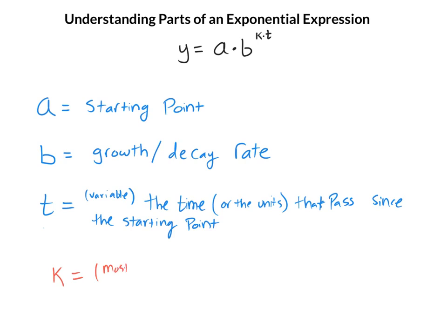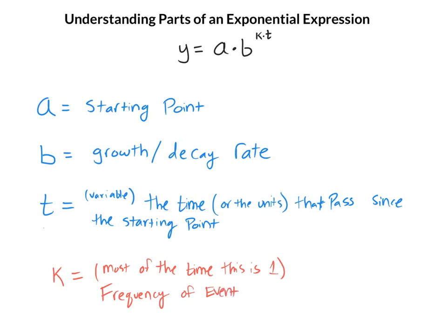Most of the time, for algebra 2 at least, k is 1, and so we don't really deal with it. As you move on to pre-calculus or something a little bit higher, the k will become different values. But this is the frequency of the event. And frequency is kind of a challenging concept to understand. But here are a few examples.